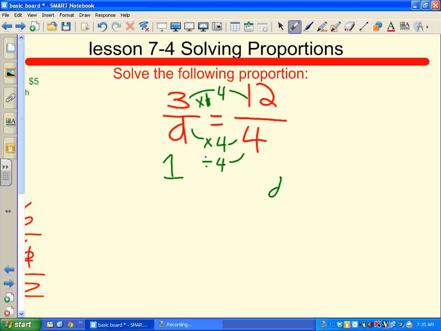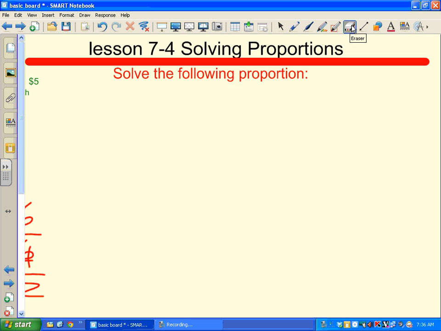So D equals 1. And once again, I could just plug that variable in. 3 over 1 equals 12 over 4. Because 3 times 4 gives me 12, and 1 times 4 gives me 4. So D has to equal 1. Okay, that's 2. We'll do just a couple more of these and a word problem.